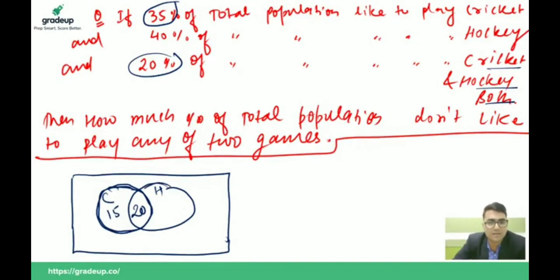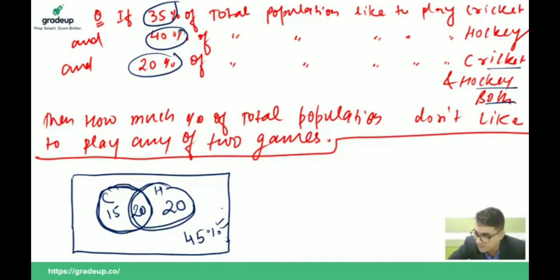Now in this circle, the total should be 40%. 20 is already there, then this is 20. Okay, that means these are the persons who like only cricket, who like only hockey, who like both. So I can say total 15, 20, 20, which is 55. 55% is there. Then the remaining 45% don't like any type of game among these 2 games. So this is the Venn diagram question. All right. Is it clear to all of you? Yes or no?